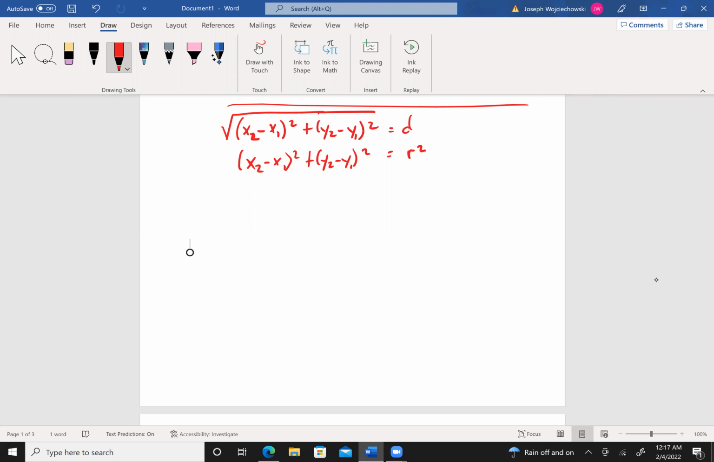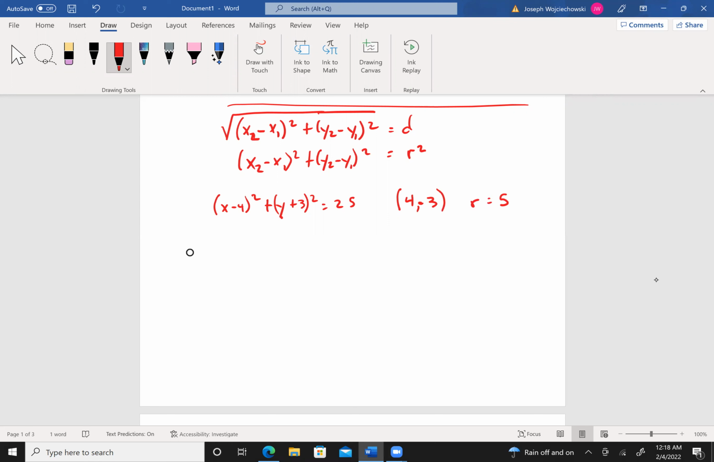Something like this. x minus 4 squared plus y plus 3 squared equals 25. So in this case, the center is 4, -3, and the radius is 5, the square root of 25.